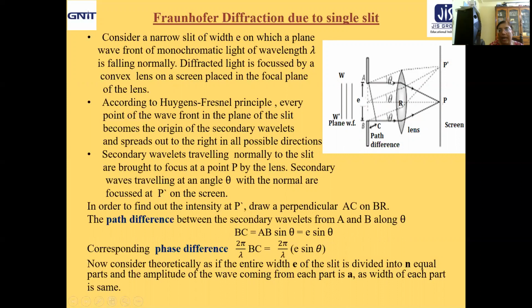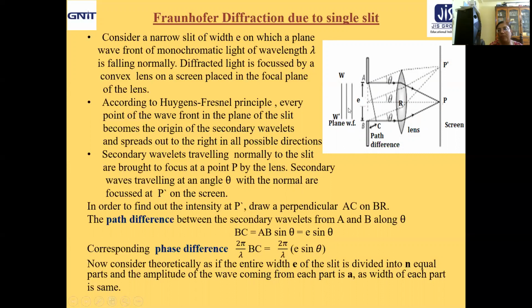Now, diffracted light is focused by a convex lens placed in the focal plane of the focusing lens. Here, the screen is kept. Diffracted light is focused by a convex lens on a screen placed in the focal plane of the focusing lens. Now, according to the Huygens Fresnel principle, every point of the wavefront in the plane of the slit becomes the origin of secondary wavelets and spreads out to the right in all possible directions.